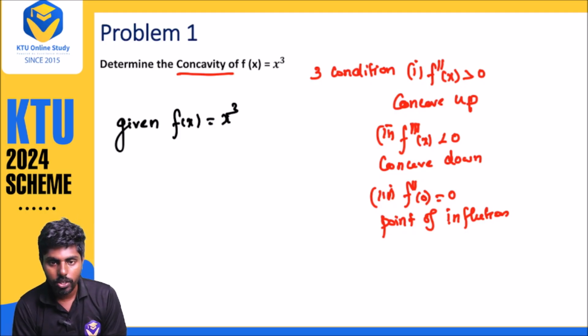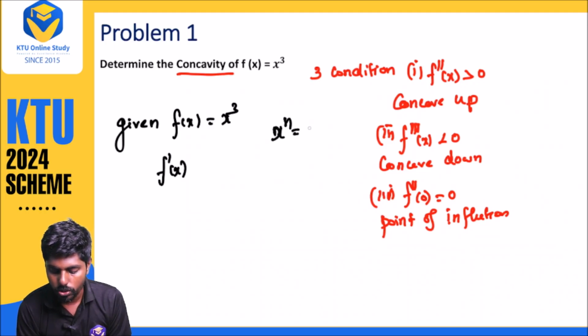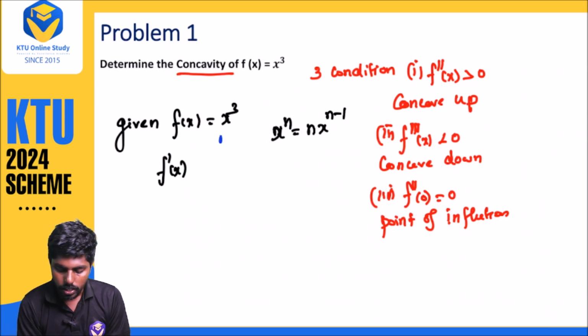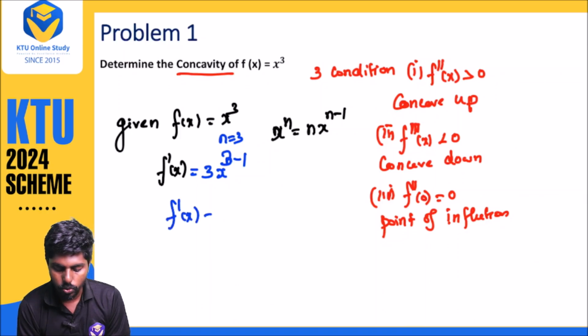So here we need the second order derivative. First order derivative is f dash of x. What is the formula? The derivative of x power n is n into x power n minus 1. What is n here? n equal to 3. So f dash of x is equal to 3 into x power 3 minus 1, that is 2.